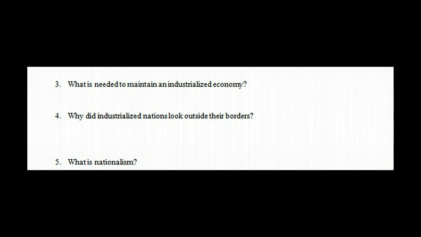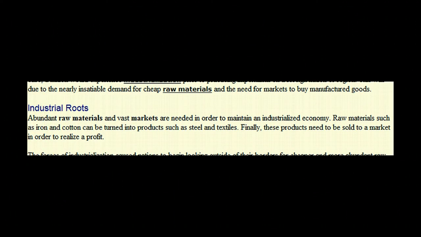Okay, so let's go to number 3. What is needed to maintain an industrialized economy? Abundant raw materials and vast markets are needed in order to maintain an industrialized economy. So you should have 2 items there. Raw materials such as iron and cotton can be turned into products such as steel and textiles. Finally, these products need to be sold to a market in order to realize a profit.